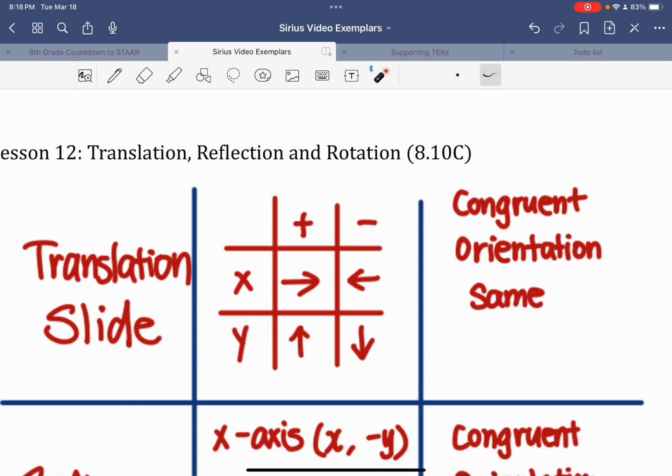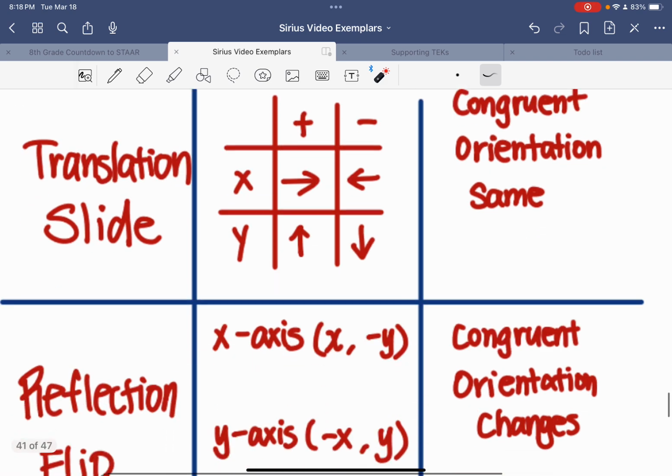And translation will always preserve congruency because you're moving a shape left, right, up, down. The shape, the figure will not change by size. And the orientation also stays the same because you did not flip it or rotate it.